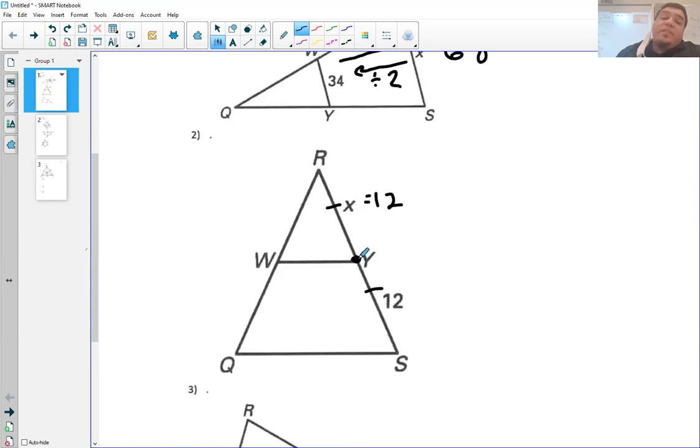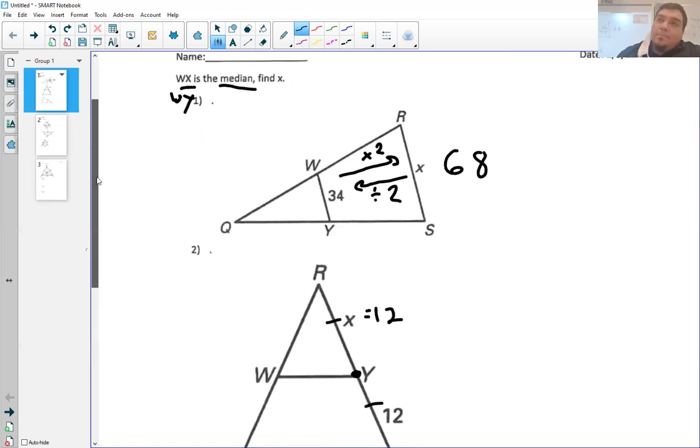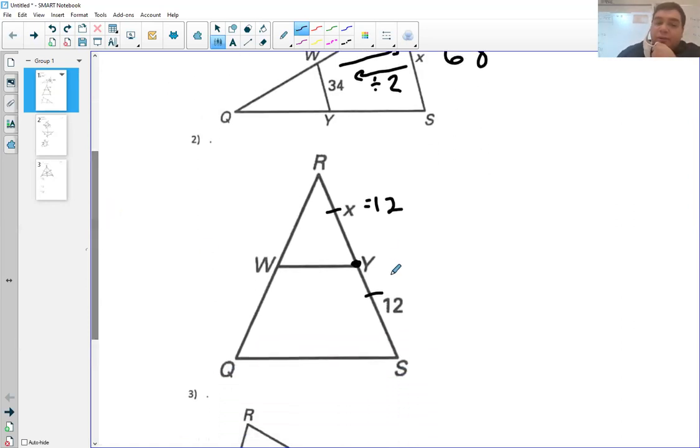Yeah, so because it's in the middle, these two pieces must be the same. Which two should be the same? For number 2, X and 12 should be the same because I'm cutting that line in half. Why should they be 12? Because the letter Y is in the middle. And if you're in the middle, what do you know about the two pieces? You could think of it as in between R and S, which is 12.